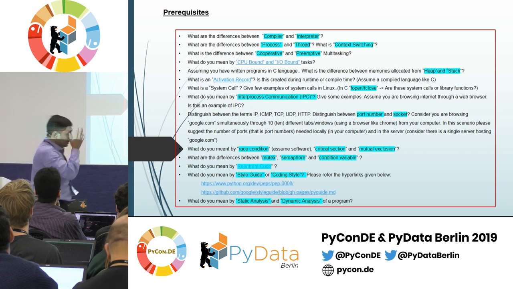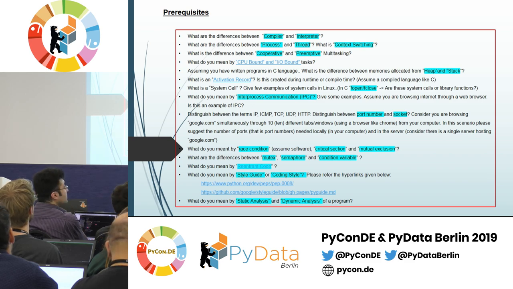Now, what is the difference between cooperative and preemptive multitasking? I think I should take another volunteer now. One question. Yeah.